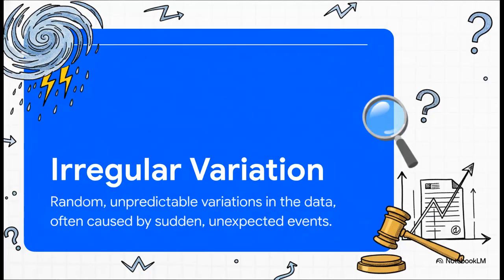And last but not least, we have irregular variation. You could just think of this as the random noise. It's the unpredictable stuff, the fluctuations that are left over after we've already accounted for the trend, the seasonal, and the cyclical parts. What causes this? Well, usually it's sudden, one-off events, things like a natural disaster or a big, unexpected policy change.